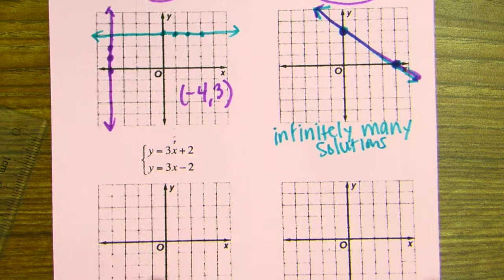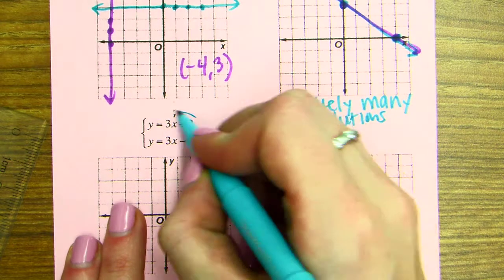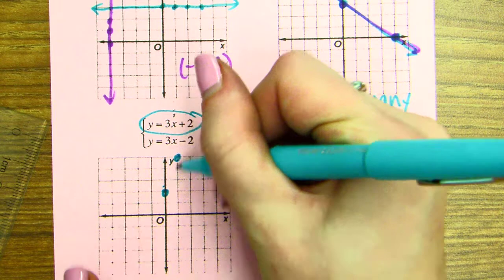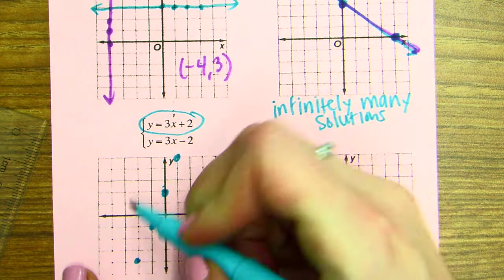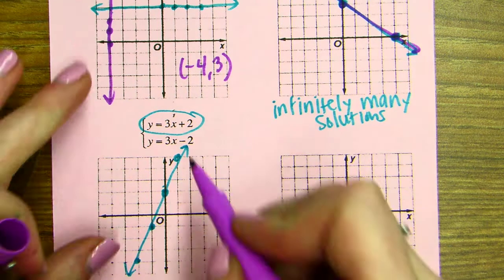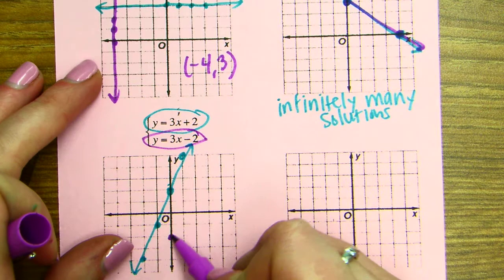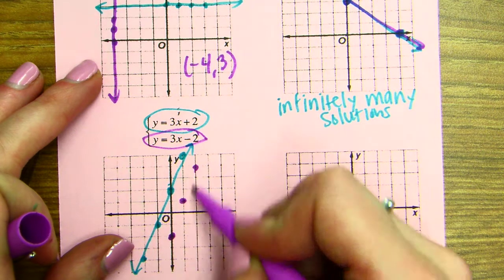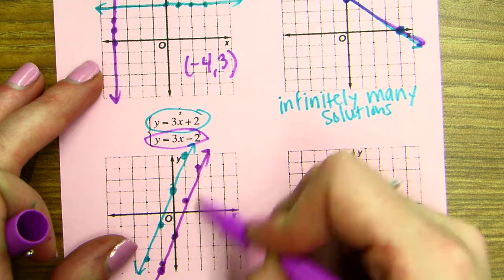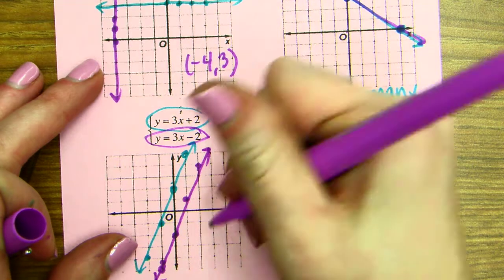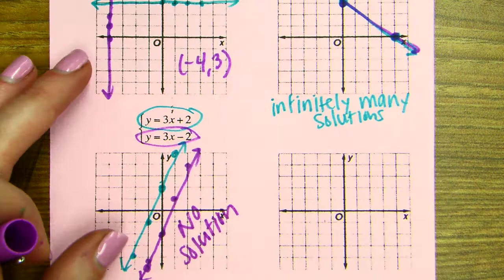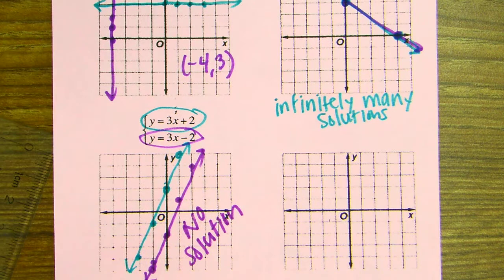Okay, we have two more. This one, this top equation, the y-intercept is 2, the slope is 3, so up 3 to the right 1. I can go backwards if I need to draw more dots. The bottom equation, the y-intercept is -2, the slope is 3, so I'm going to go up 3 to the right 1. Oops, down there. These are parallel. They're never going to cross, so there is no solution. There are no points that are on both of these lines.